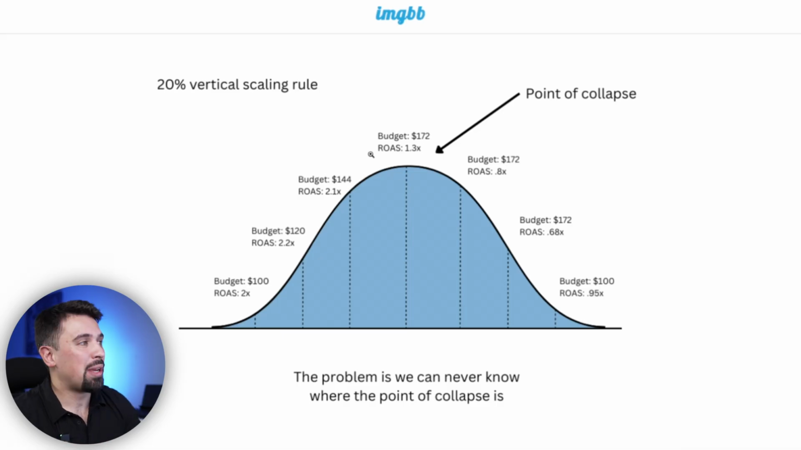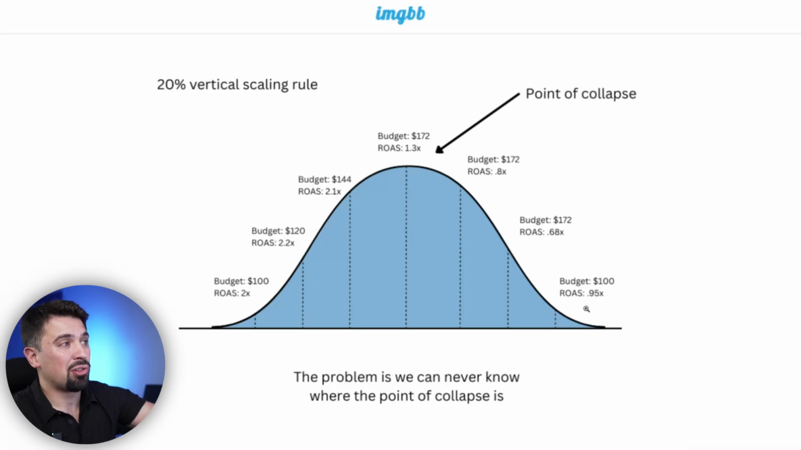And this time we actually cross this point of collapse. Okay, this point of collapse, if you've ever done the 20% rule or if you've ever vertically scaled, you know what I'm talking about. You scale it, you scale it, you scale it, and then it just completely collapses. And that's super common, right? So now you see we scaled it up and suddenly you drop from a 2x ROAS to a 1.3.